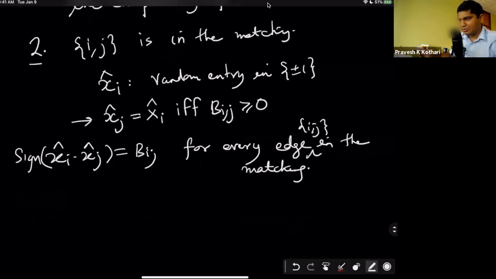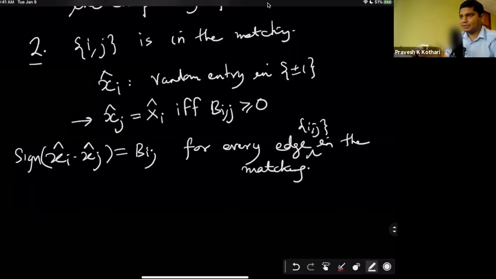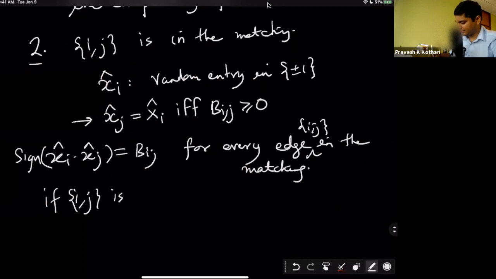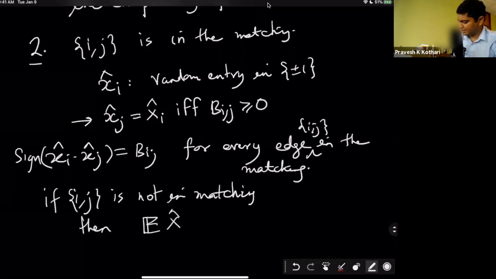While let's see what happens if ij is not an edge in the matching. Well, in that case, remember x hat i is uniformly random. And so in expectation, if ij is not in the matching, then E of x hat i x hat j is 0. Right? That's simply because x hat i was chosen to be a uniformly random plus minus 1 valued random variable.